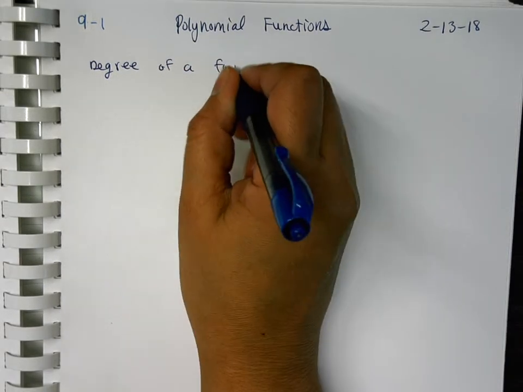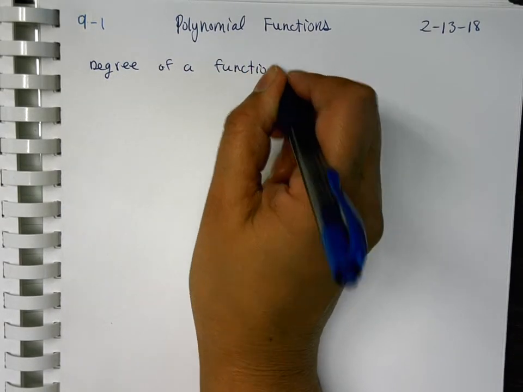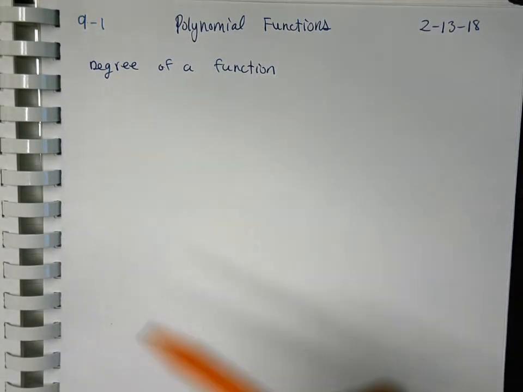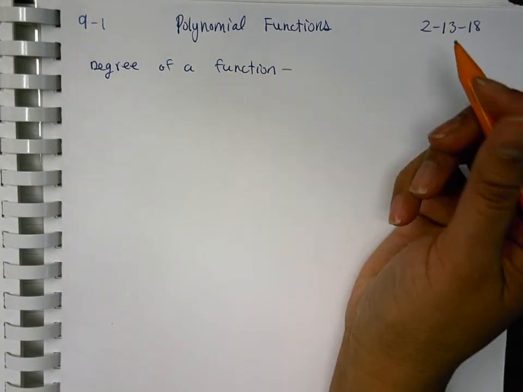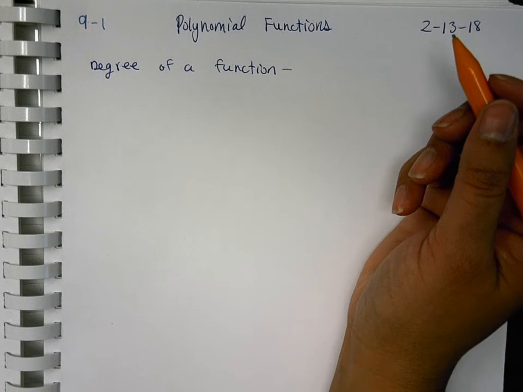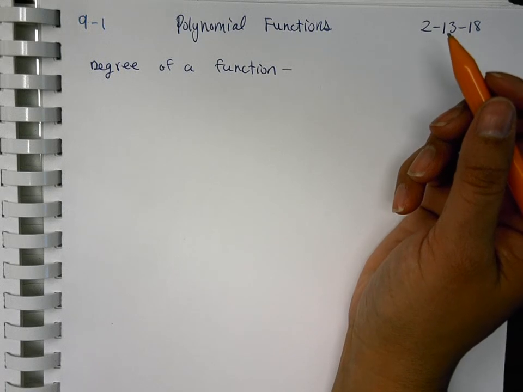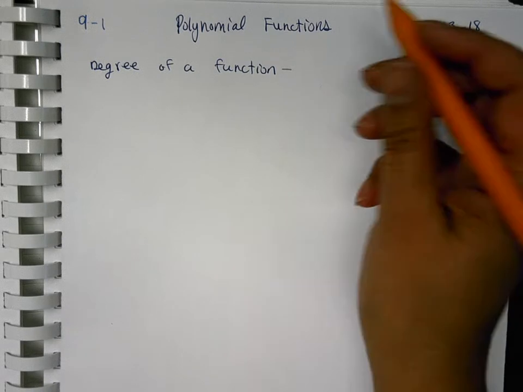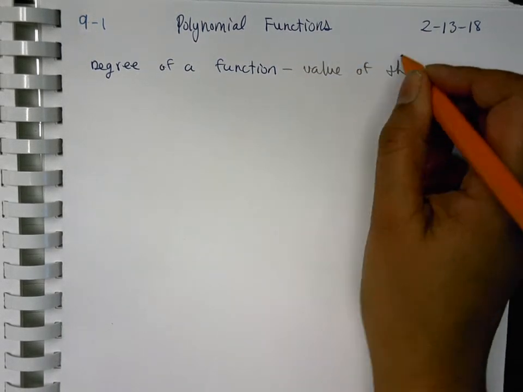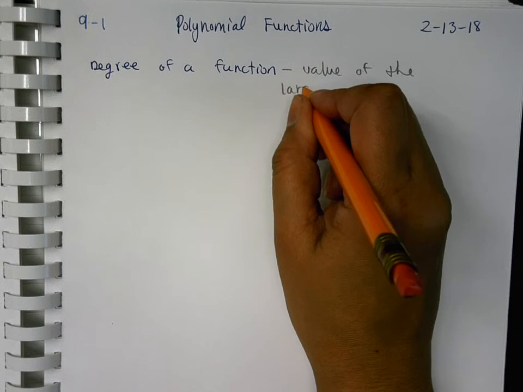Degree of a function. What does it mean? How do you find the degree of a function? Or what is the degree of a function? Like in the angle degree? Oh, it's the highest exponent. Good job. It is the value of the largest exponent.